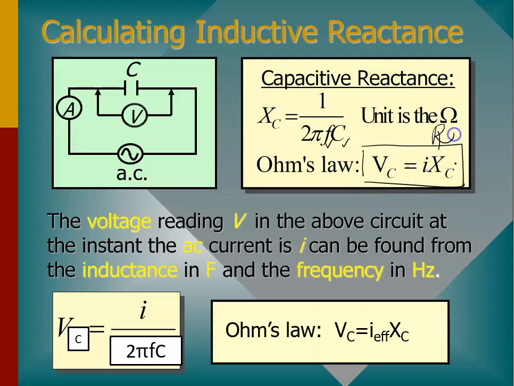Just replace the value of R here with the capacitive reactance, and when we substitute this equation of capacitive reactance into this equation, we will see a new expression of V. So VC is equal to 1 over 2 pi frequency times the capacitance. Similar to the inductor just now, I effective is also used in this type of circuit. So VC is equal to I effective times the capacitive reactance.